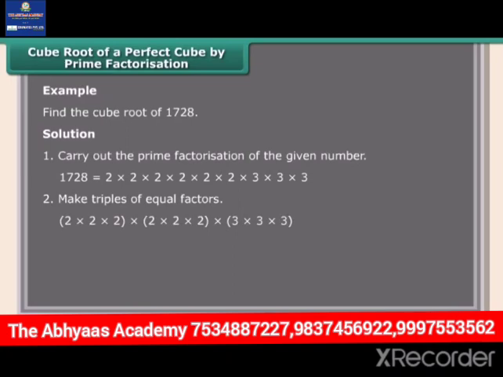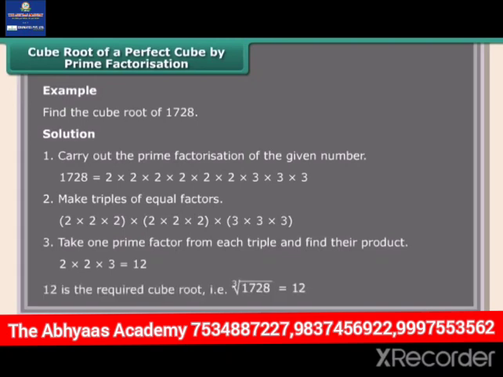2 × 2 × 2, 2 × 2 × 2, 3 × 3 × 3. Take one prime factor from each triple and find their product. 2 × 2 × 3 is equal to 12. 12 is the required cube root, that is, the cube root of 1728 is equal to 12.